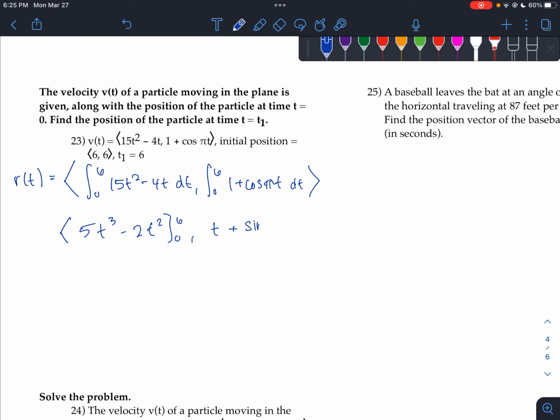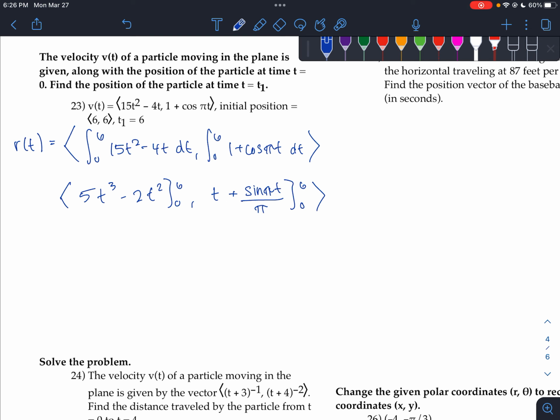sine of pi t divided by the derivative of the inside, because it's an antiderivative, so that's going to be pi, from 0 to 6. Let me just double check that. If I were to take the derivative of this, the derivative of sine is cosine, you'd have to multiply it by the derivative of the inside, which would be pi, but we have a pi here, so that would cancel. So yeah, I think that's right.